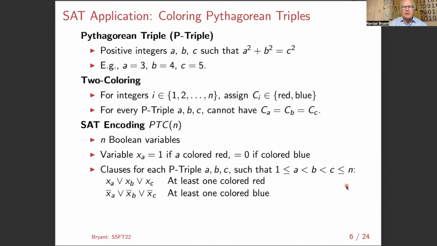And what we'll say is for every Pythagorean triple a, b, and c, then, at least one of them must be red and at least one of them must be blue, given by these two what are called clauses or disjunctions, where we put a line over a variable to mean it's complemented or negated.